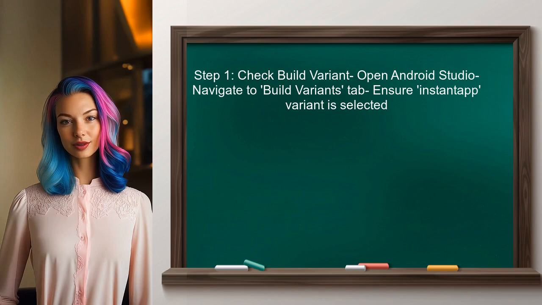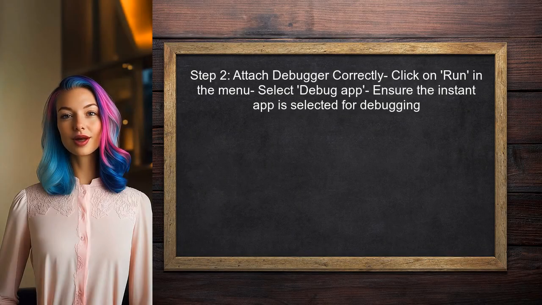To begin troubleshooting the issue with breakpoints in the main activity's onCreate method, the user should ensure that they are using the correct build variant. Instant apps require a specific build configuration. Next, the user should confirm that the debugger is properly attached to the Instant app process. This can be done by using the debug option instead of attach debugger to Android process.